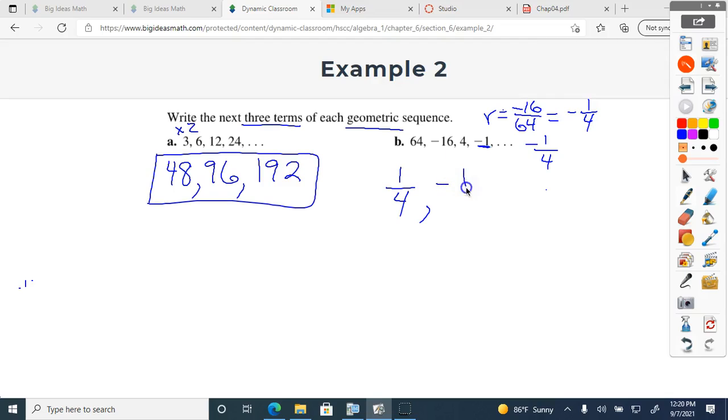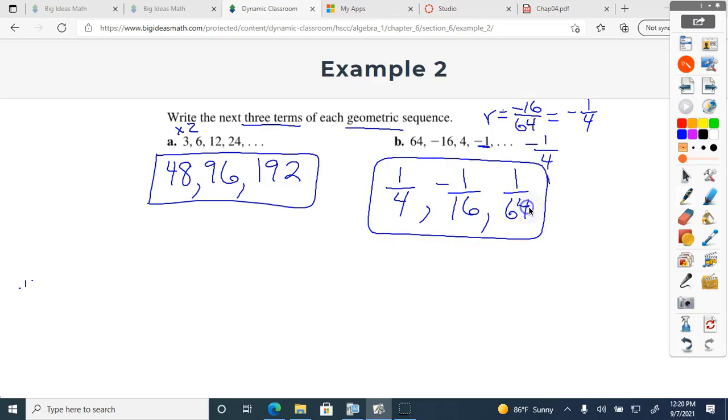Negative 1/16. And multiply that times negative 1/4 again. Positive 1/64. There is my next 3 answers. Everybody good? Great. Okay. I'm gonna yank this one out, like there.